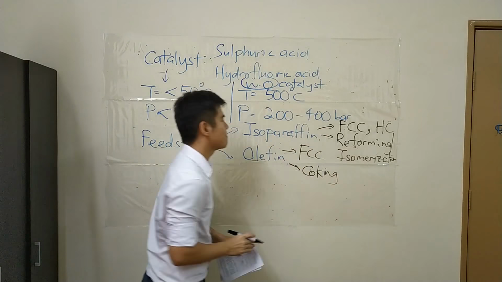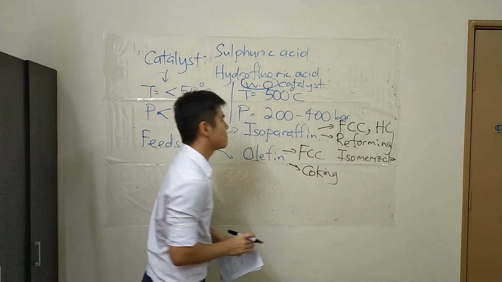So imagine that here we have a straight chain paraffin. Upon dehydrogenation, probably it will form an olefin, and these olefins could be used in the alkylations process. So this is all about the types of feedstock. Usually we have two different feeds into these alkylations. We have isoparaffin and we have olefin.